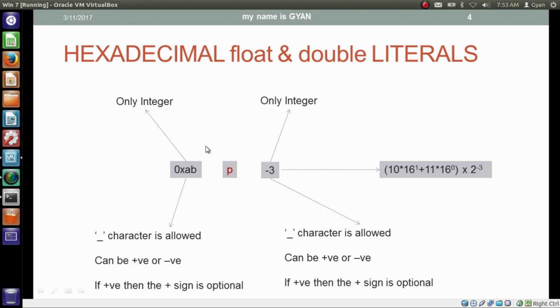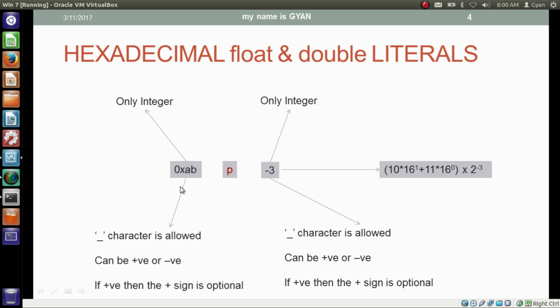If you want to convert this hexadecimal scientific representation of fractional number in the decimal, then you should do like this. A represents the weight of 16 to the power 1, B represents the weight of 16 to the power 0. A in decimal is 10 and B in decimal is 11. So that's how you multiply corresponding numbers with their respective weights. So this is 10 into 16 to the power 1, 10 means A, plus 11 into 16 to the power 0, 11 means B, and this whole summation should be multiplied with 2 to the power minus 3. This is how you get the decimal equivalent of hexadecimal scientific representation of floating point numbers.